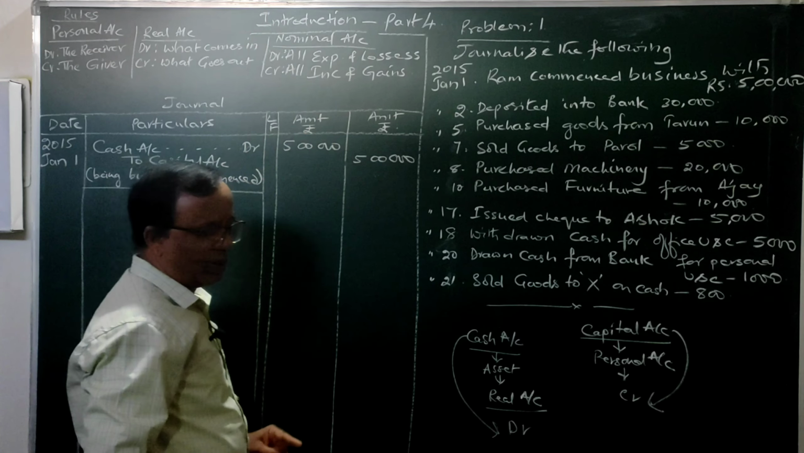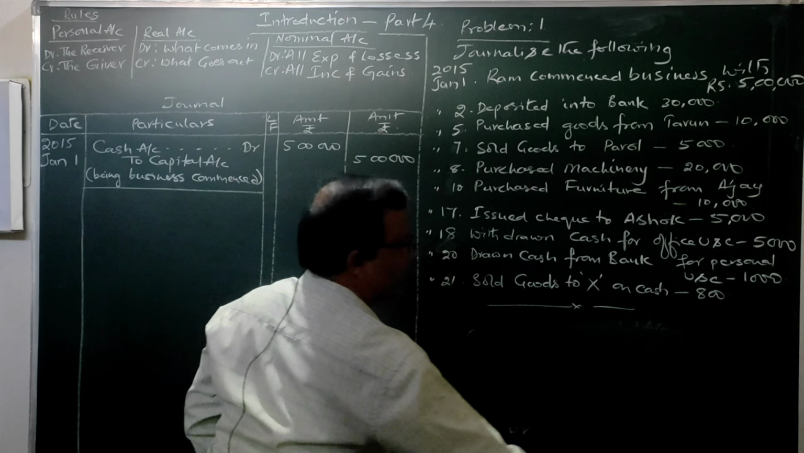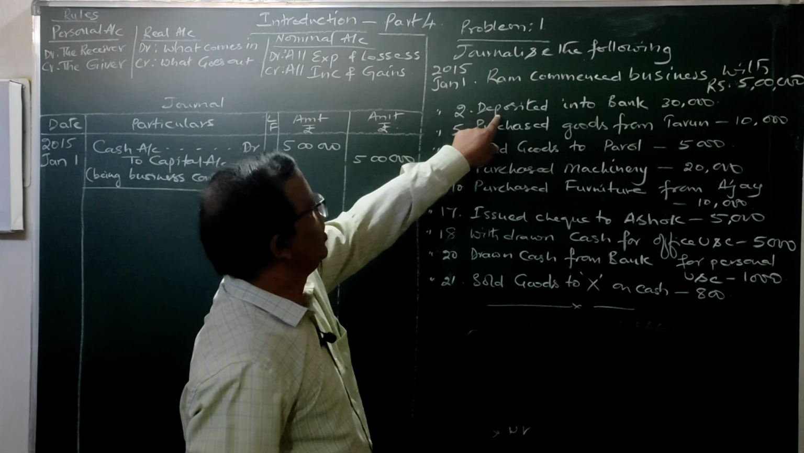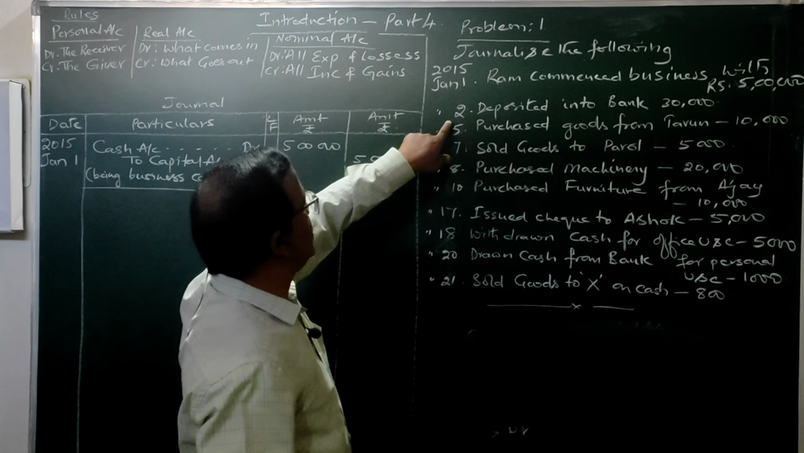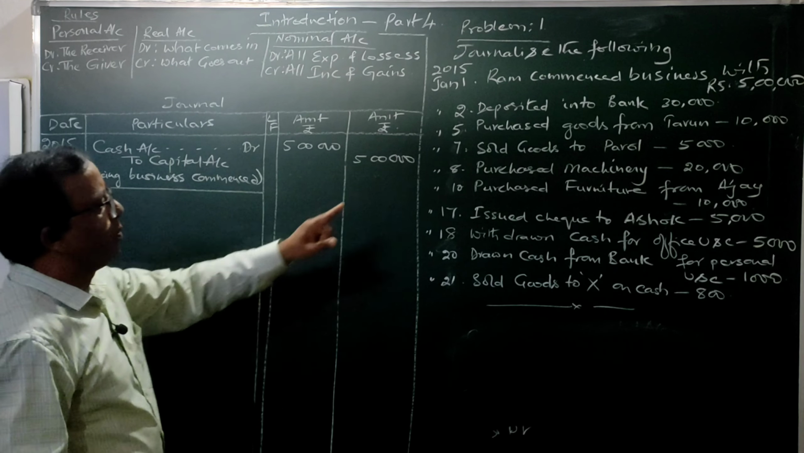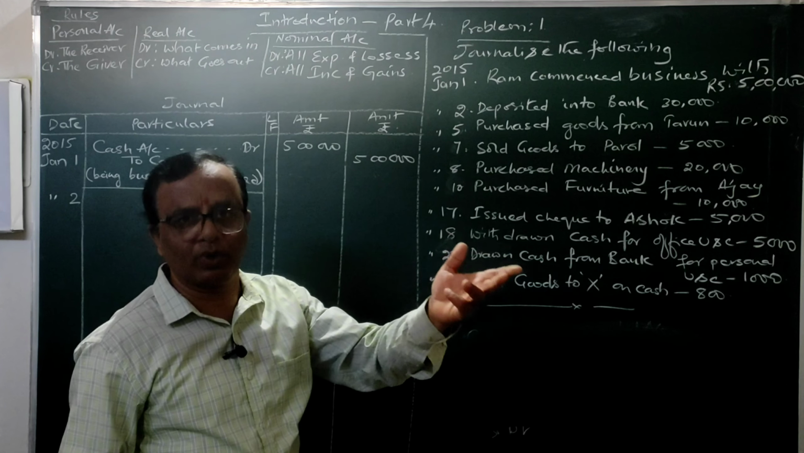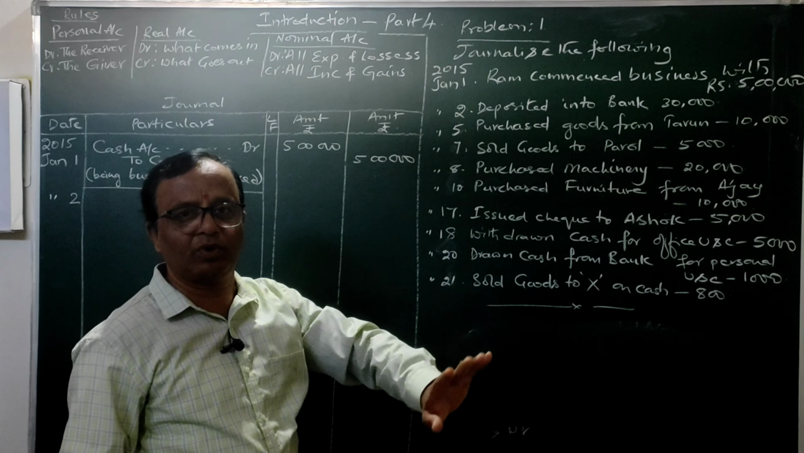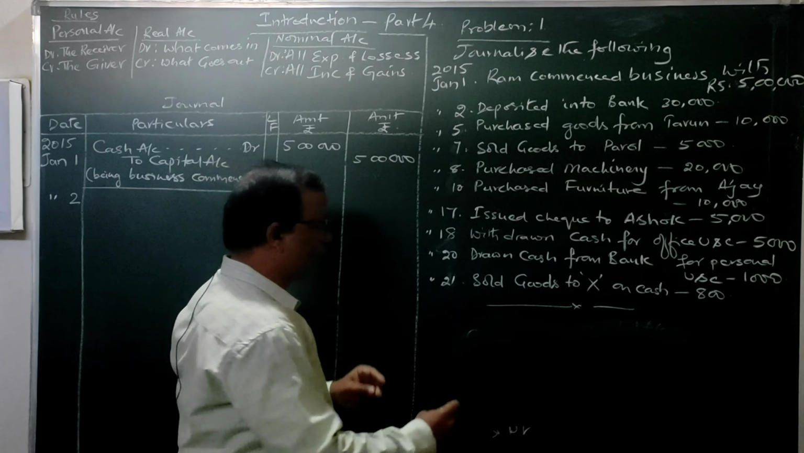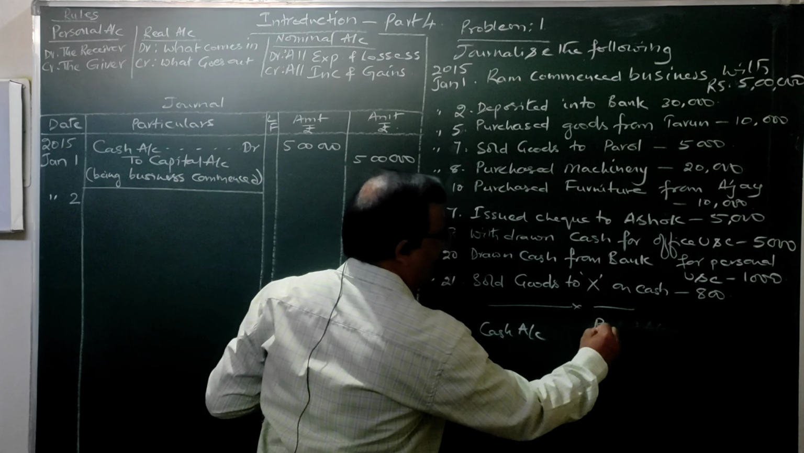Now coming to the next one. Now next one you see, next transaction you can see, cash deposited into bank on which date? On January 2nd. Okay, deposit into bank. What will be deposited into the bank? Cash will be deposited into the bank. In other words, cash from our business will be deposited into bank. So the two accounts affected are, one is cash account, another one here is bank account.